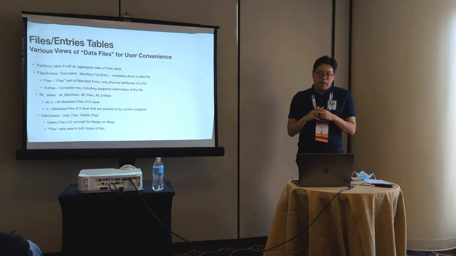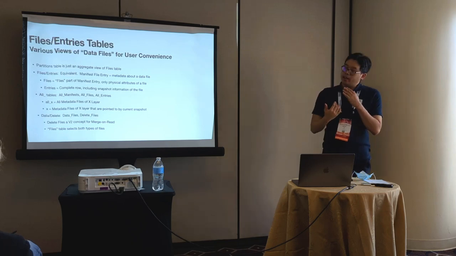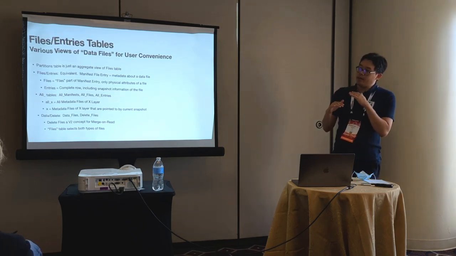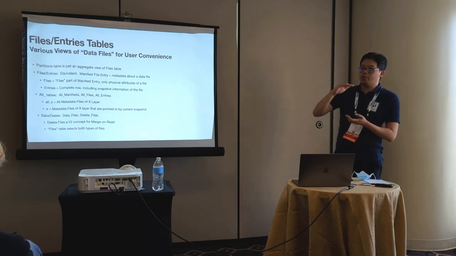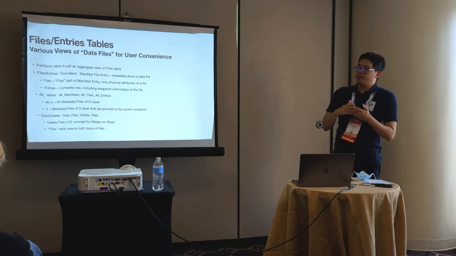And the next two, you will see files and entries table. Initially, I was really confused and I thought these were two different things, but actually they're the same thing. They're both about something called a manifest entry, which is just a row of the manifest file, which is, in fact, just metadata about a data file. And why are there two?